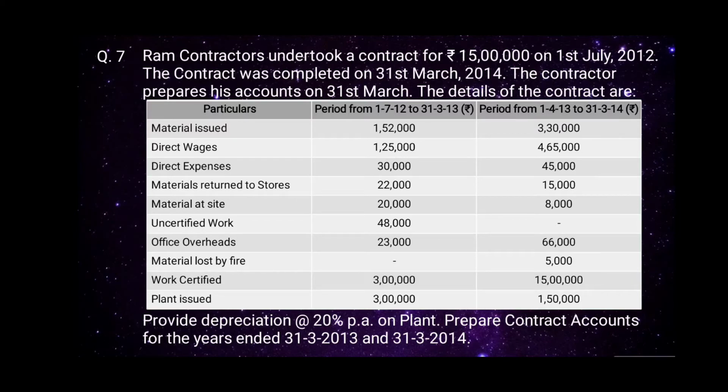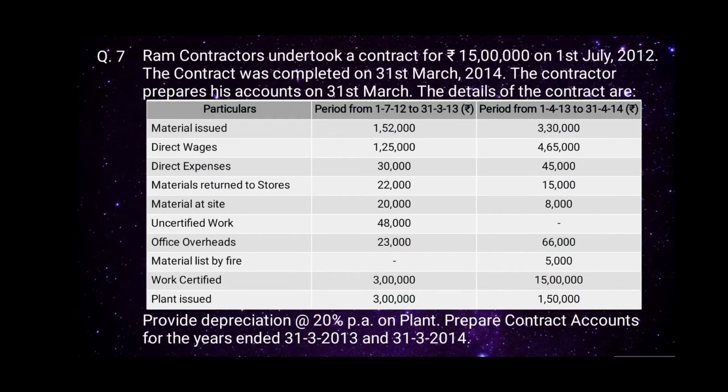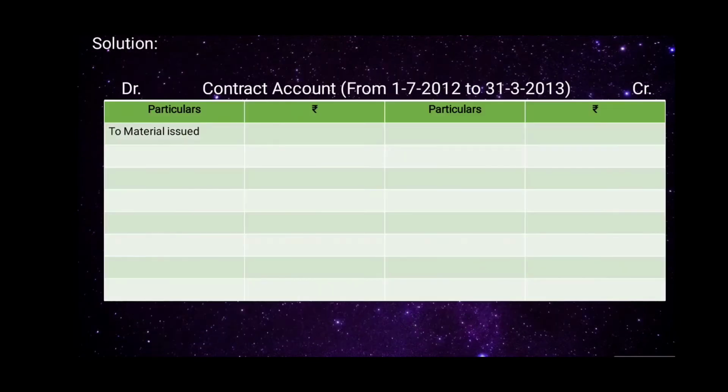So in this question we have to prepare two contract accounts. First let us start with the contract account from 1st July 2012 to 31st March 2013. In the given table, the first expense is materials issued, which is 1,52,000. So we'll record it on the debit side of the contract account, to materials issued, amount is 1,52,000.